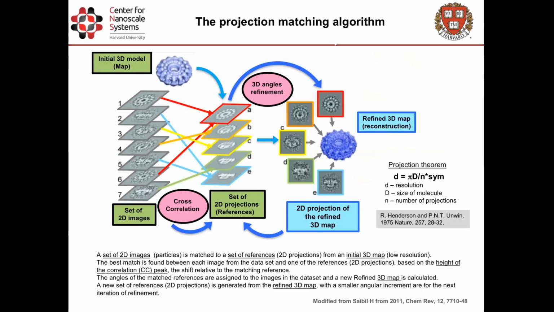Now, this is another slide explaining the projection matching algorithm. Once we get all our set of 2D images classified in different classes, we have a 3D model from which we get projections. These projections are matched to each particle in our original data set and then reconstructed back into a 3D structure. This 3D structure is sectioned back into projections. These go back to the data set until these two images converge. The quality criterion for this whole process is the cross-correlation peak between the original image and the 2D projections from the 3D reconstruction. The number of projections we need is defined by the projection theorem, and it depends highly on the symmetry.